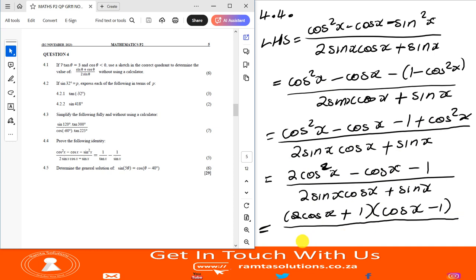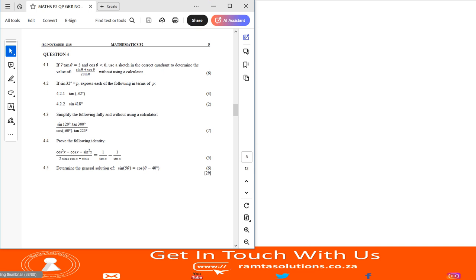factorize. Sine x is a common factor. I'm left with 2 cos x plus 1, isn't it? 2 cos x plus 1, as you can see, these guys are cancelling, right? So what am I left with? I'm left with cos x minus 1 all over sine x. Let's go to the next page. We are left with cos x minus 1 all over sine x.